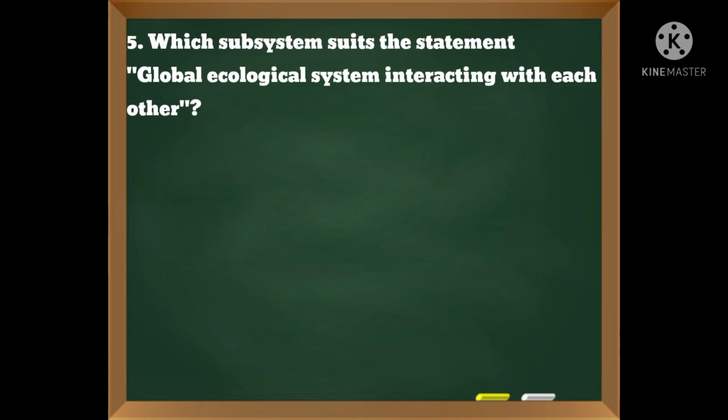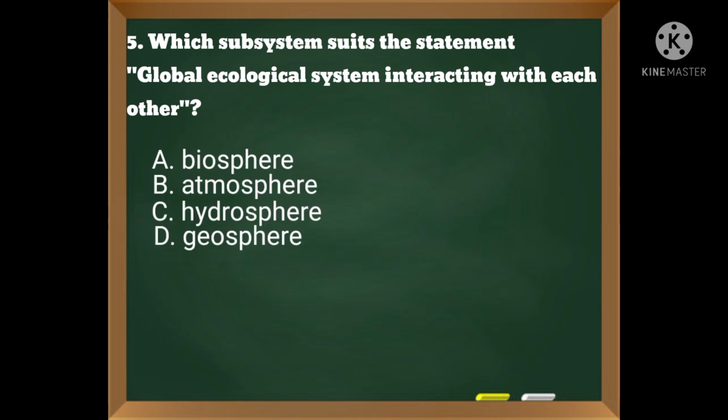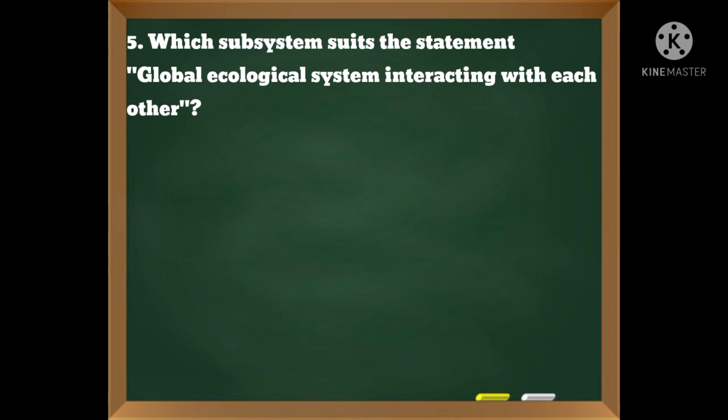Last question. Which subsystem suits the statement global ecological system interacting with each other? A. Biosphere, B. Atmosphere, C. Hydrosphere, or letter D. Geosphere. The correct answer is letter A. Biosphere.